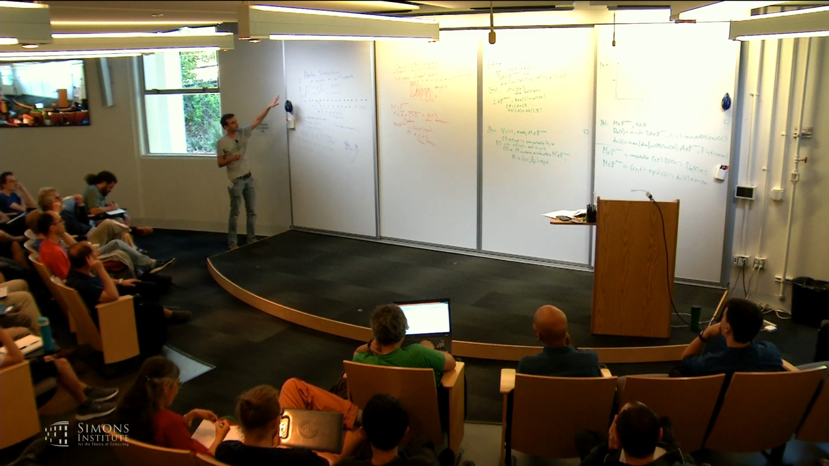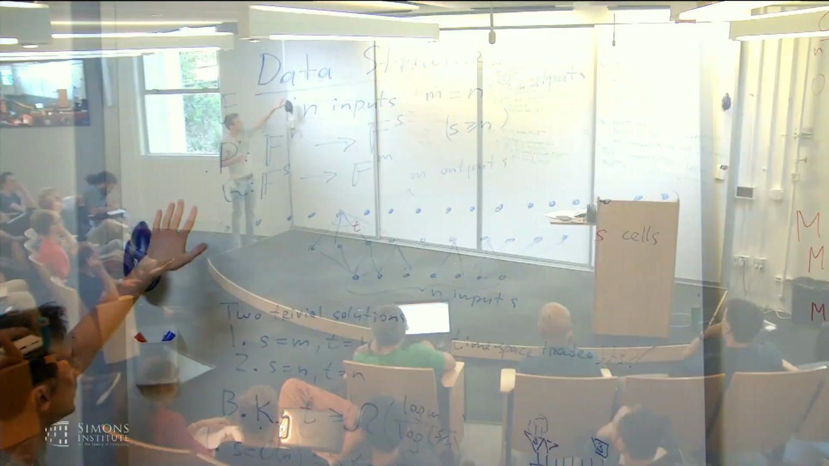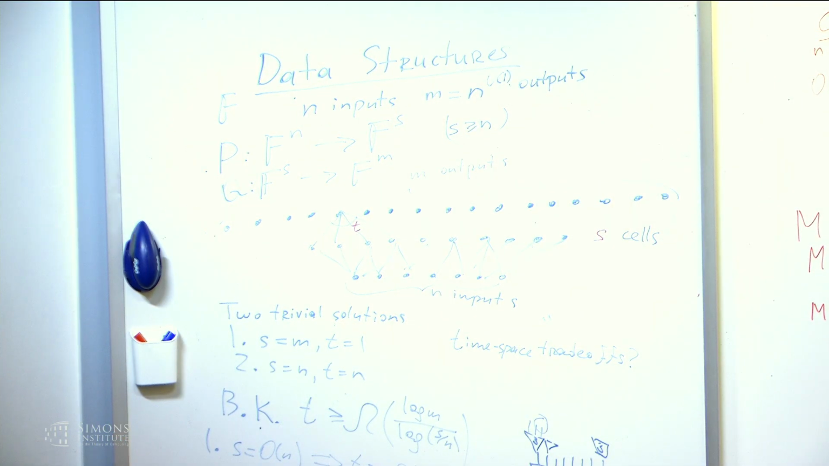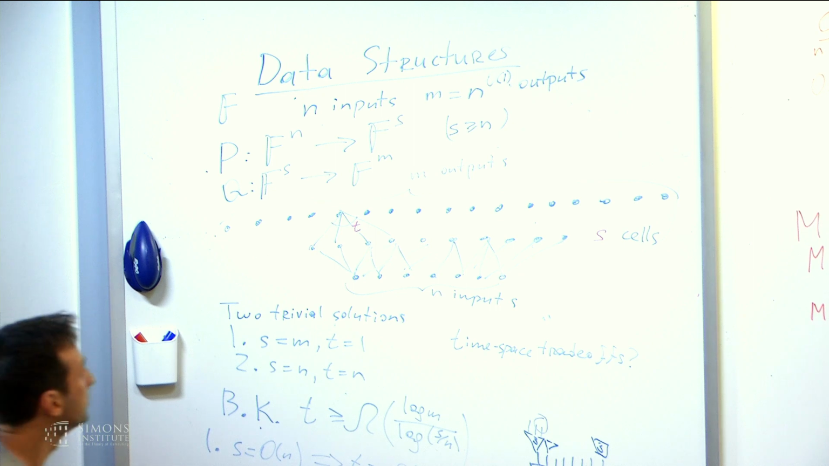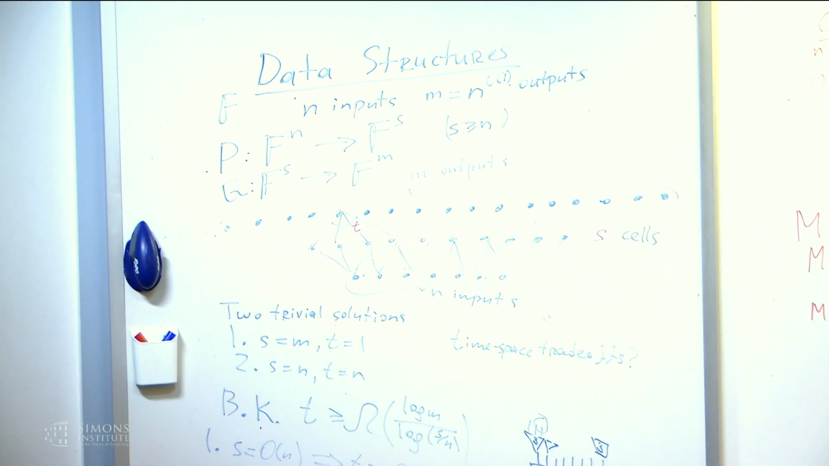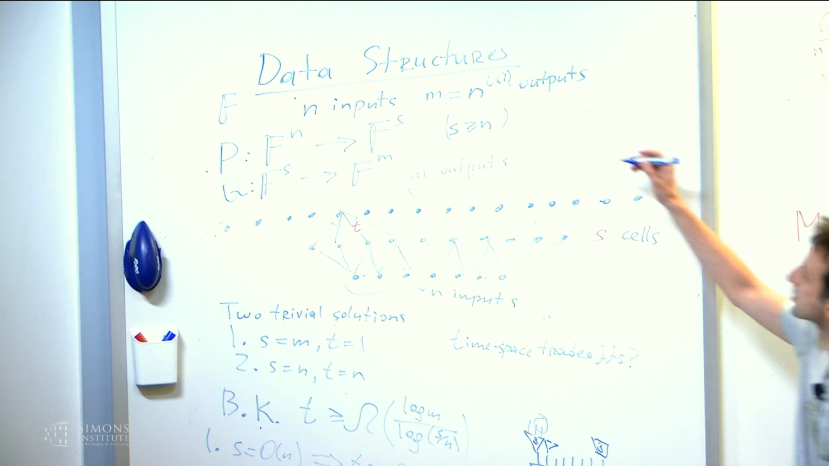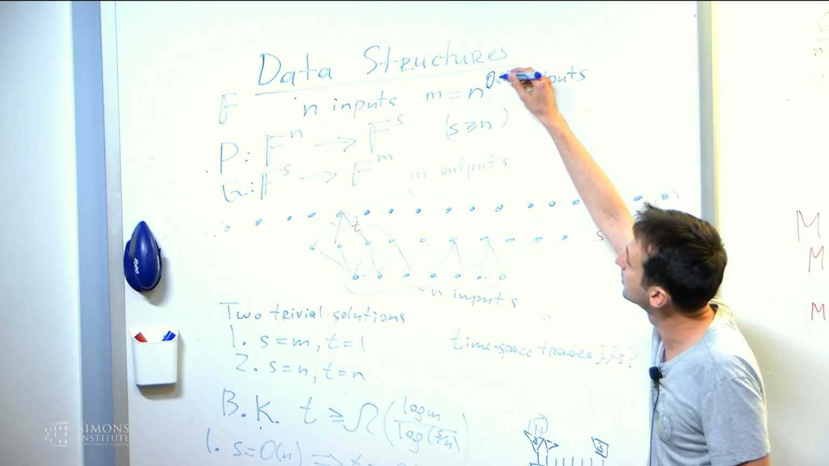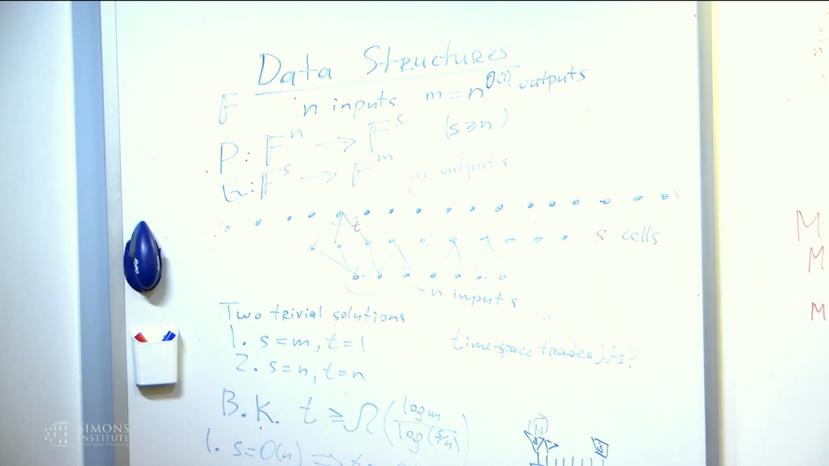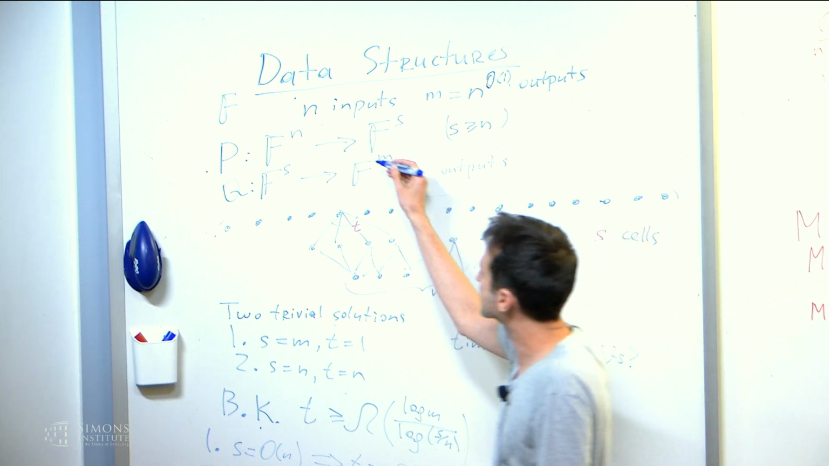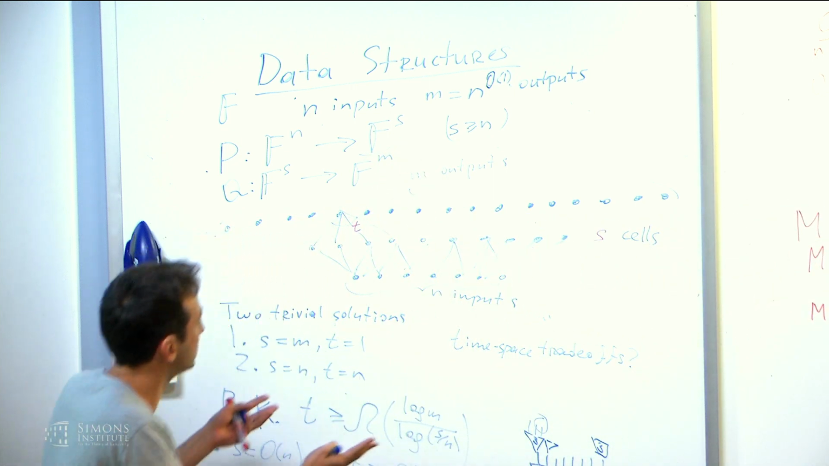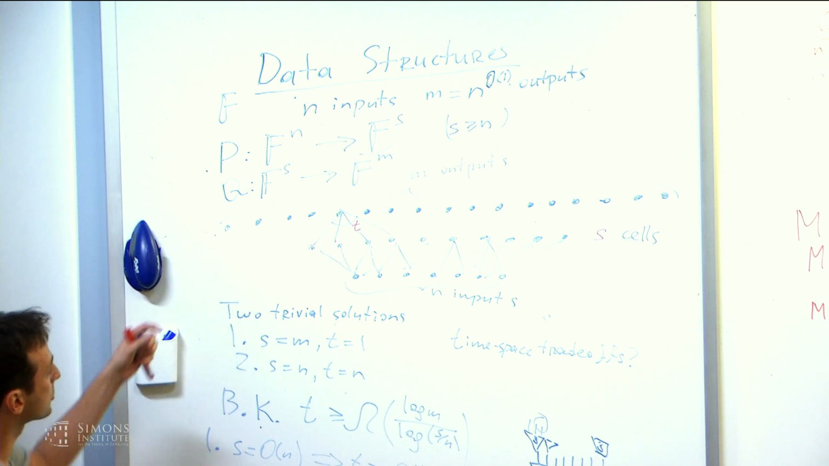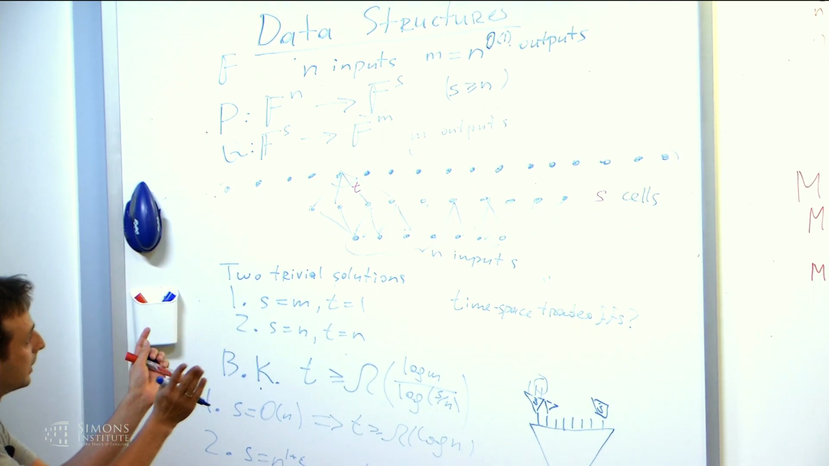We're going to be working over an arbitrary field F. For simplicity, you can think that this is F2. In a data structure problem, we have n inputs and m outputs, and typically m is a polynomial in n. When I ask you to solve a static data structure problem, I'm basically asking you to come up with two functions. One is the preprocessing function. It takes all the n inputs and outputs some number s of memory cells. The other function is the query function. It will be answering my m output queries.